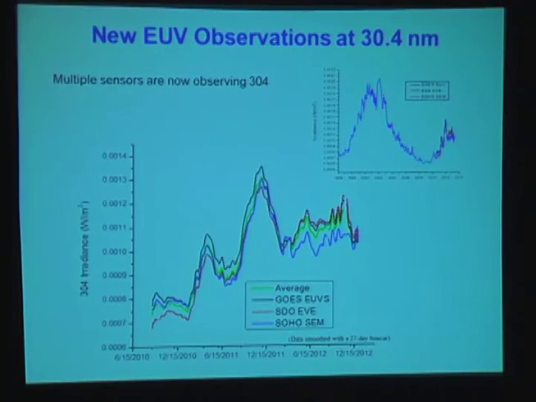And this just shows, since solar minimum, since 2010, we have a number of measurements of 304, and they're all capturing all the salient features of the EUV irradiance, and there are all sorts of other wavelengths in there.